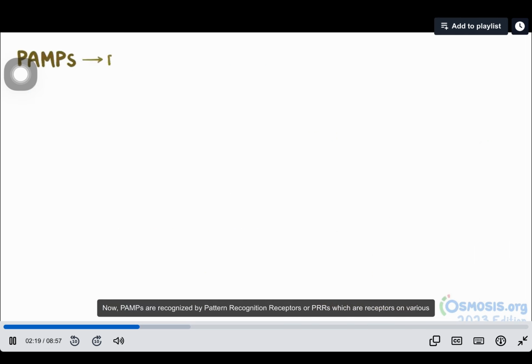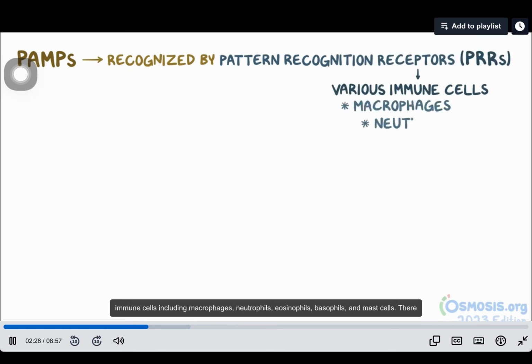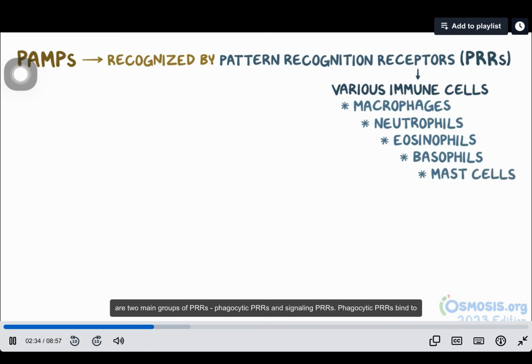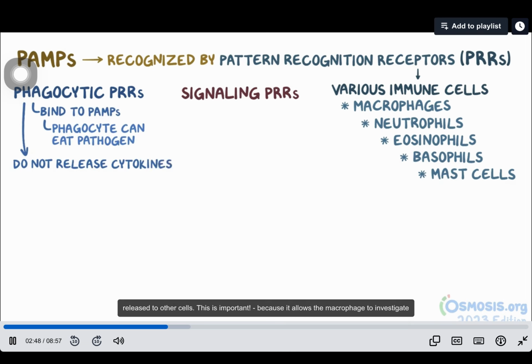Now, PAMPs are recognized by pattern recognition receptors, or PRRs, which are receptors on various immune cells including macrophages, neutrophils, eosinophils, basophils, and mast cells. There are two main groups of PRRs: phagocytic PRRs and signaling PRRs. Phagocytic PRRs bind to PAMPs so that a phagocyte can gobble it up, but they do not allow for cytokines to be released to other cells.